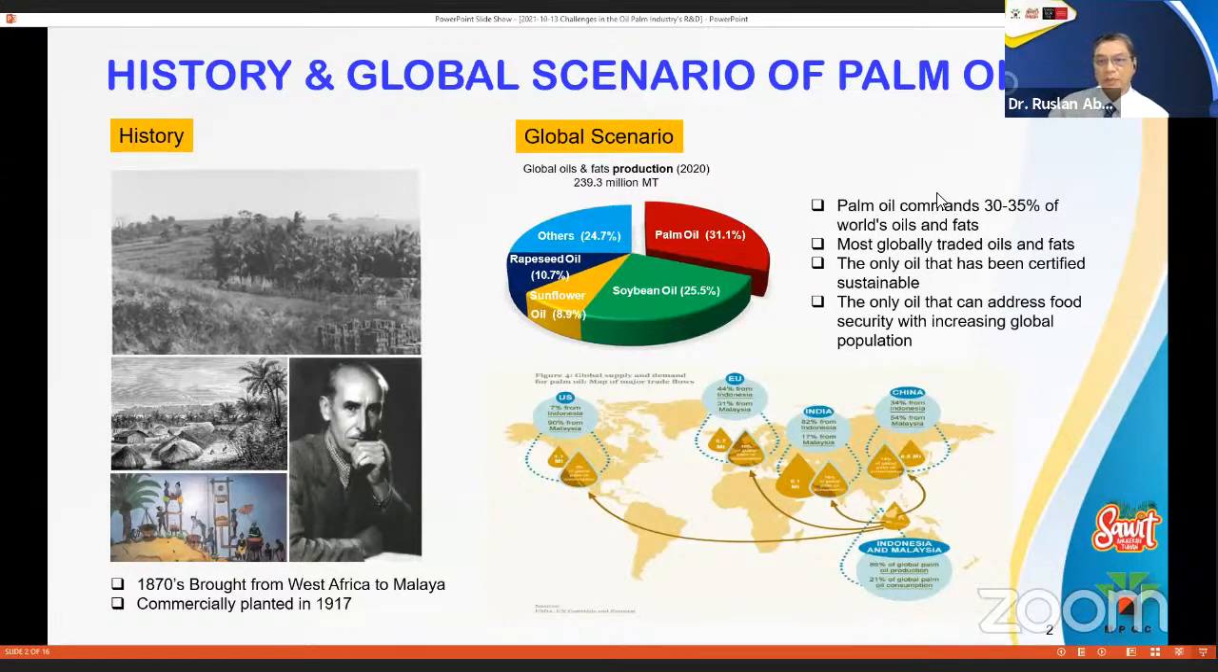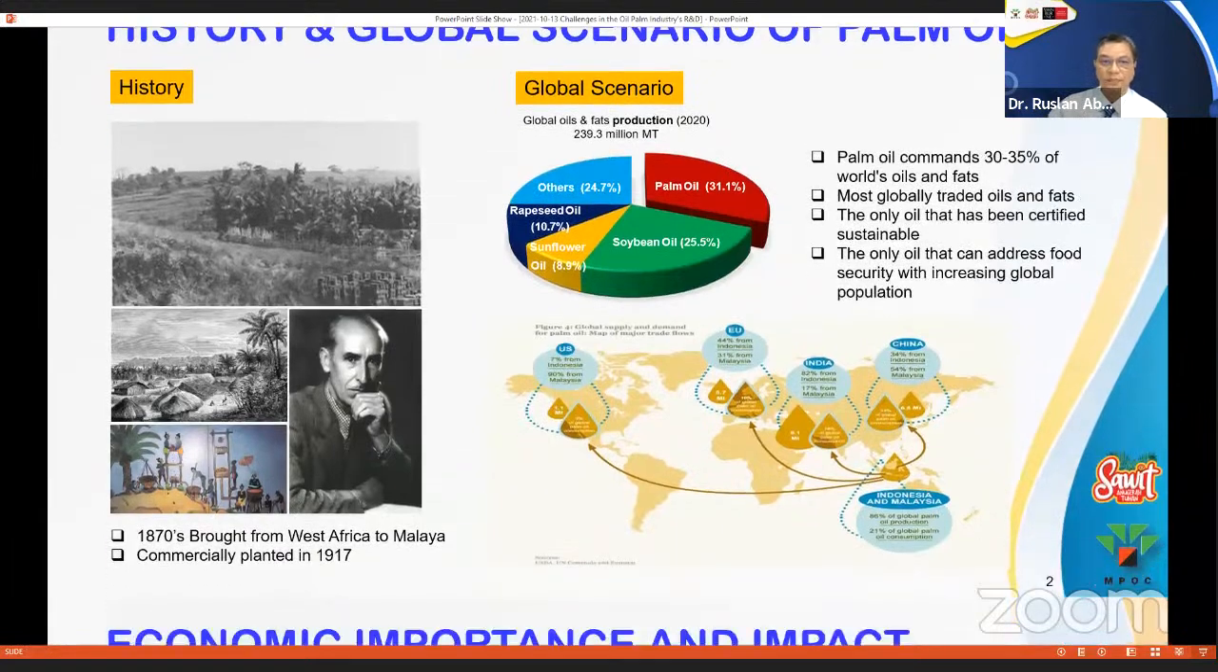Today, it contributes about 31% of the total global oils and fat production, which is about 239 million metric tons. And palm oil is a heavily traded oil. It is the only oil that has been certified sustainable, and it has been identified by the United Nations as one of the possible oils that can address food security in years to come.